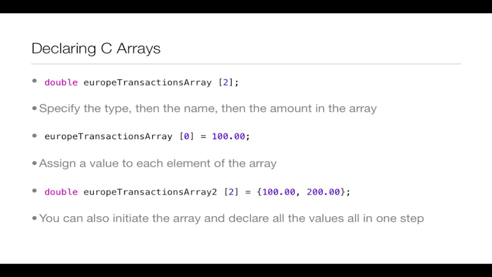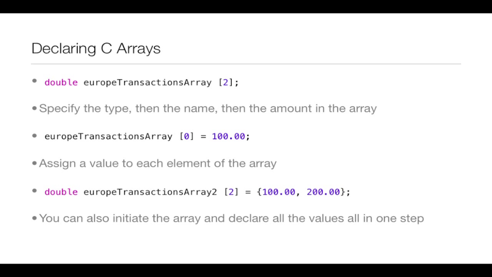So what happens is you specify the type and then the name. So in this case, it's a double. We call it europeTransactionsArray. And then the amount of different spots in the array, you put that in brackets, and then you close it all off with a semicolon. So in this case, we have 2 spots in this transactions array.